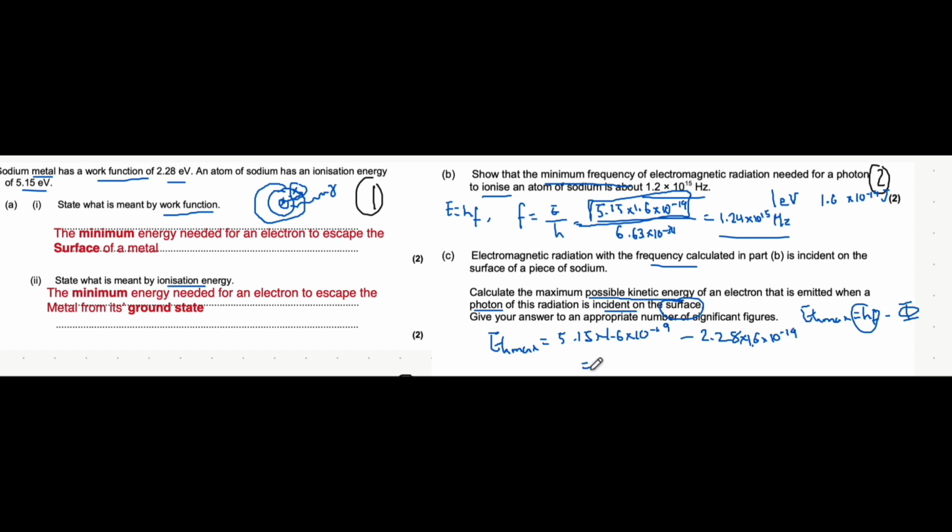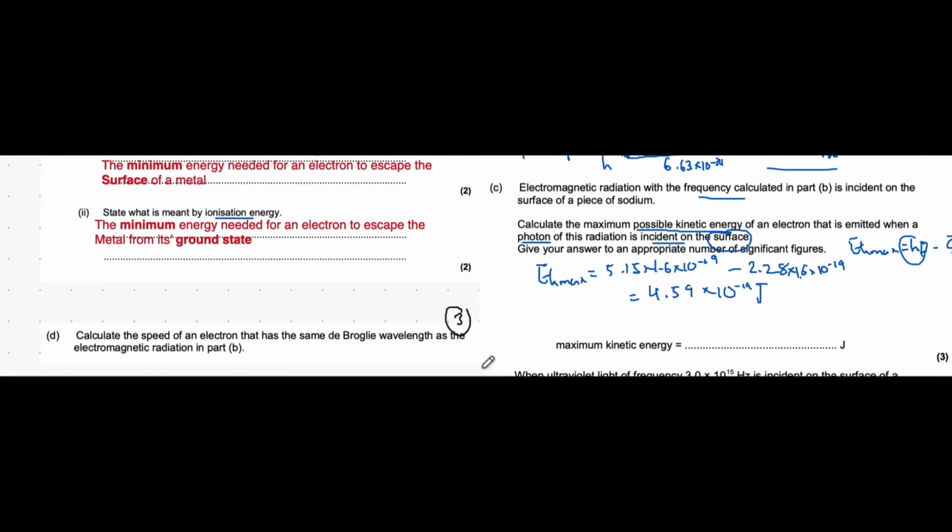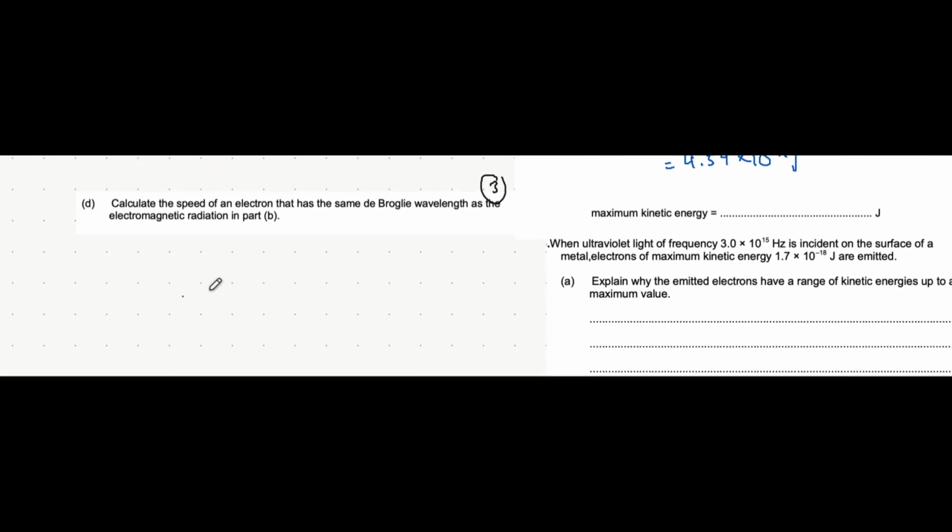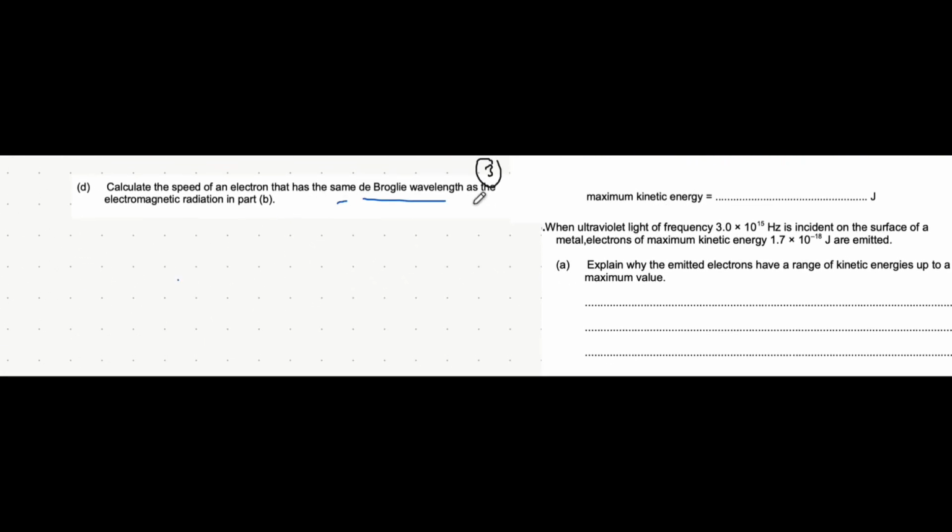Putting all of that into your calculator, you'll get a value of 4.59 times 10 to the minus 19 joules. Perfect. Moving on to this part now, it says calculate the speed of an electron that has the same de Broglie wavelength as the EM radiation in part B.